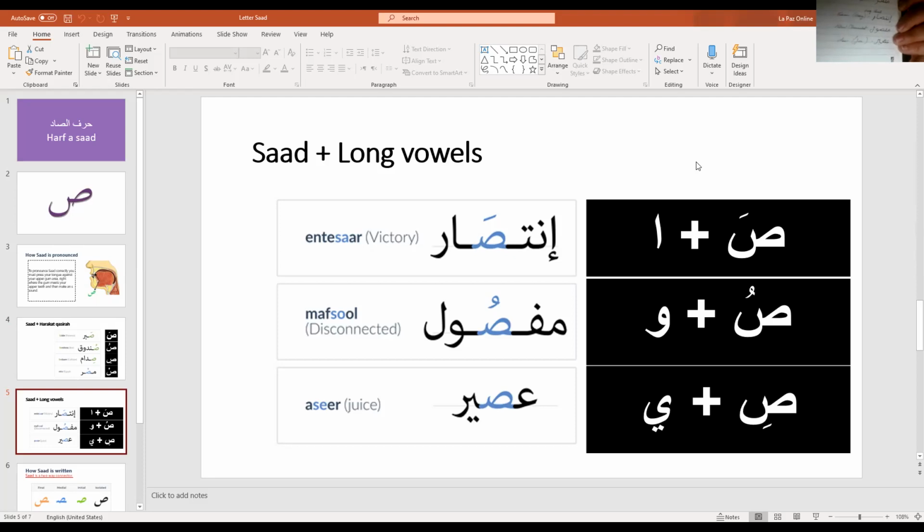انتصار مفصول and عصير. أحسنت. ممتاز. Actually your handwriting is very good. It has improved a lot. Thank you. I don't write like a kindergarten anymore. No, you passed that. First grade maybe.